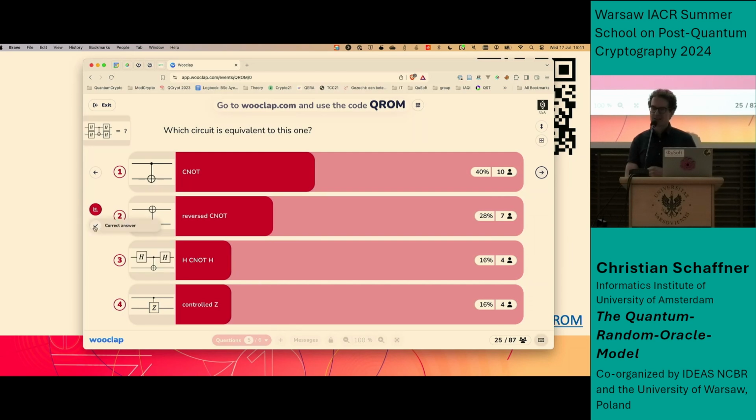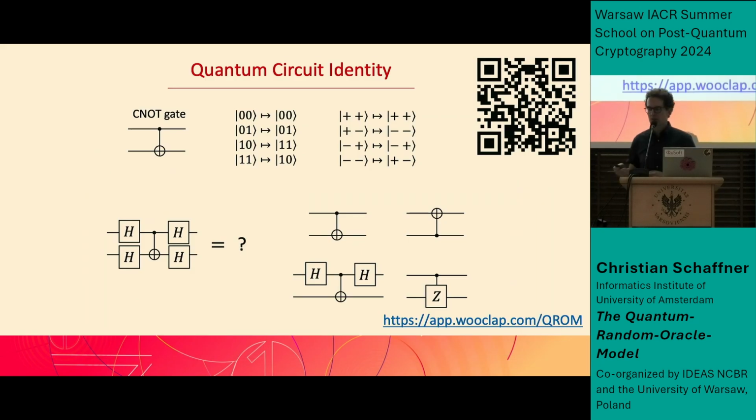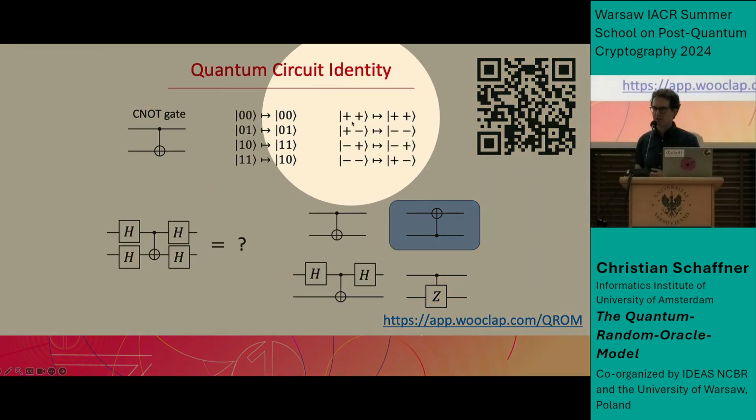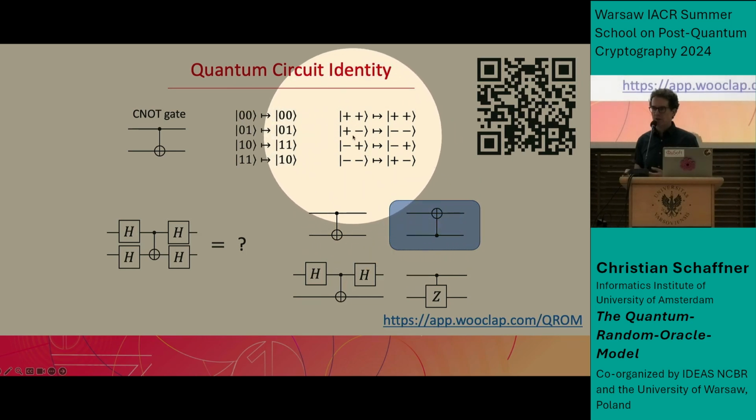Okay, so the correct answer is that it will actually switch target and control. So the correct answer is this. And once you believe that this is actually the right description, it's not that hard to verify. Somehow, a plus is a 0 in the Hadamard basis, and a minus is a 1 in the Hadamard basis.